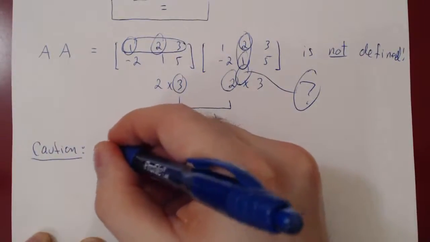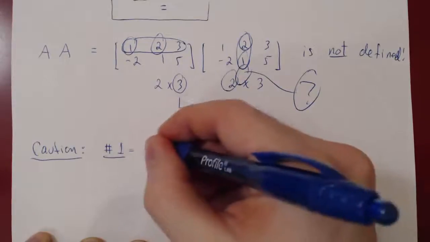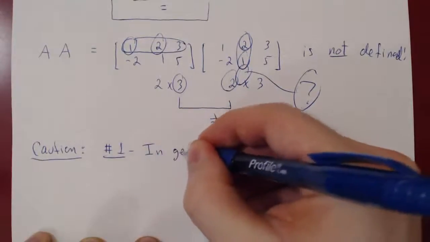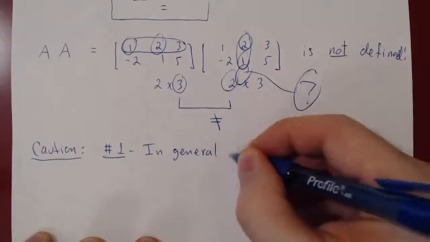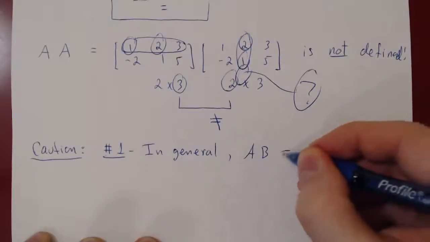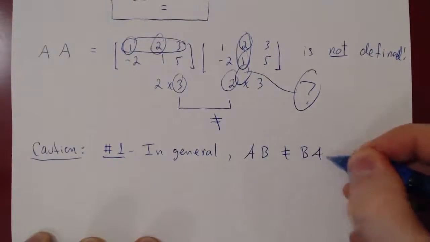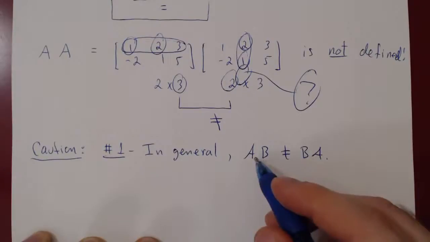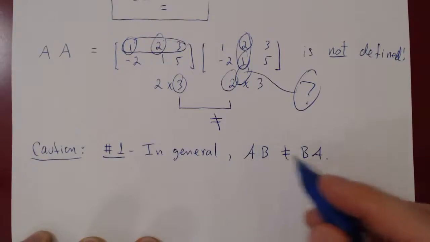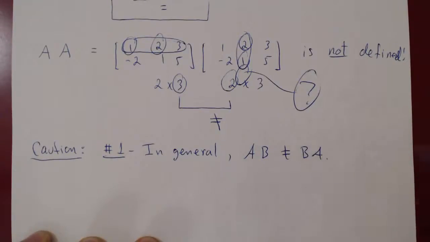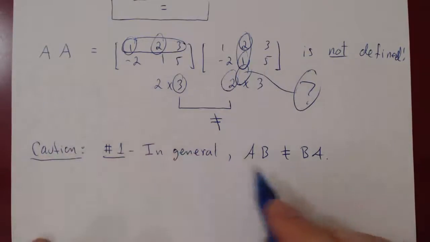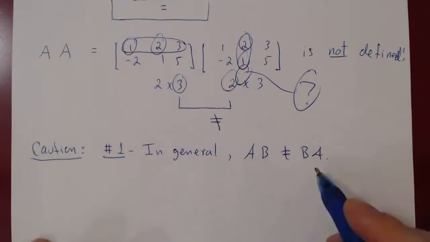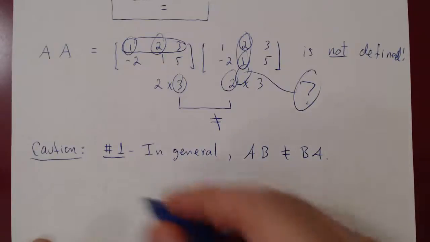In general, this is a word of caution. So caution number one, in general, A times B will not equal B times A. Clearly, if A equals B and AA is defined, then you'll have AA equals AA. That clearly is equal to each other. But in general, AB is not equal to BA. So always be really, really careful about this property. This is true of real numbers, no longer true in general for matrices.